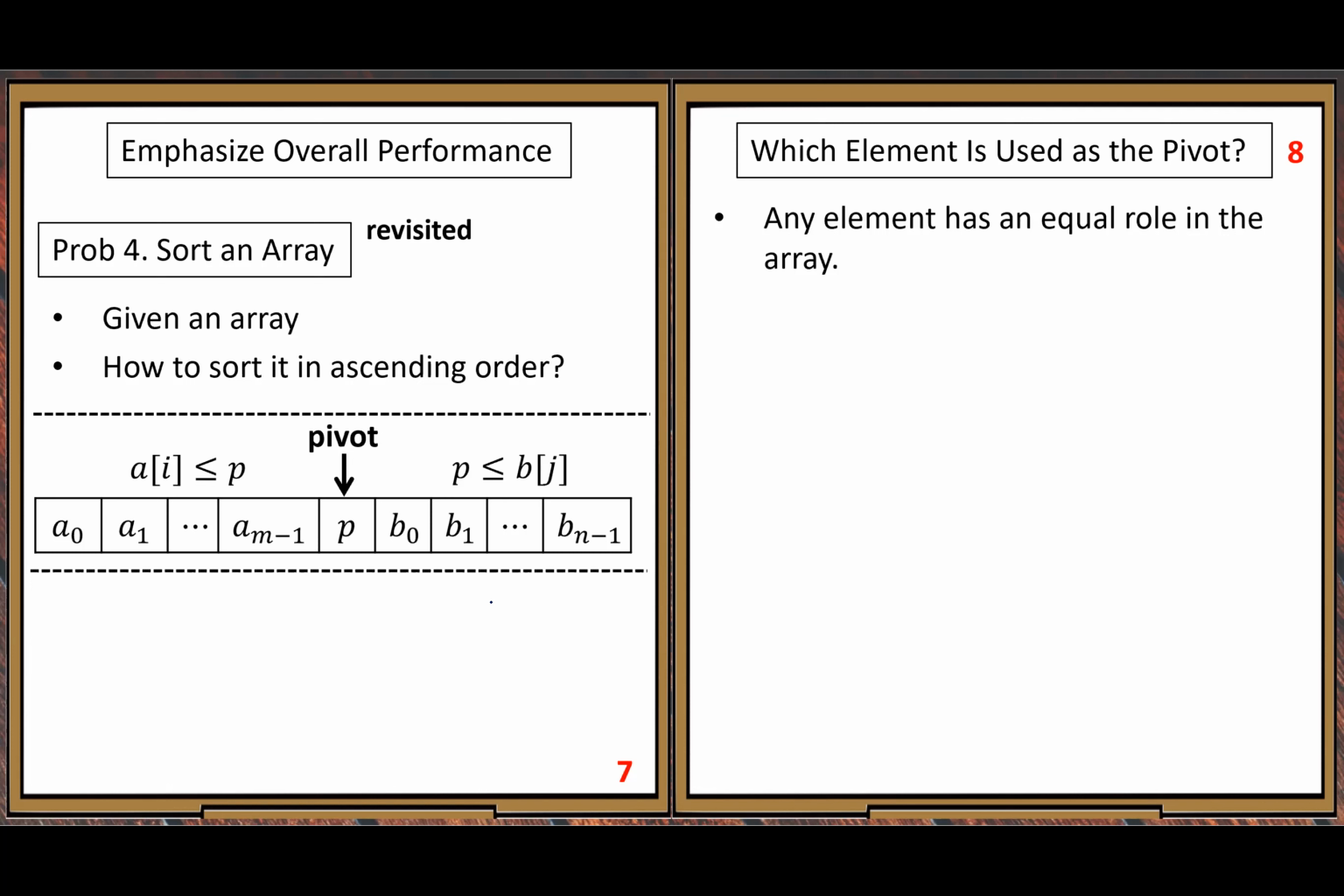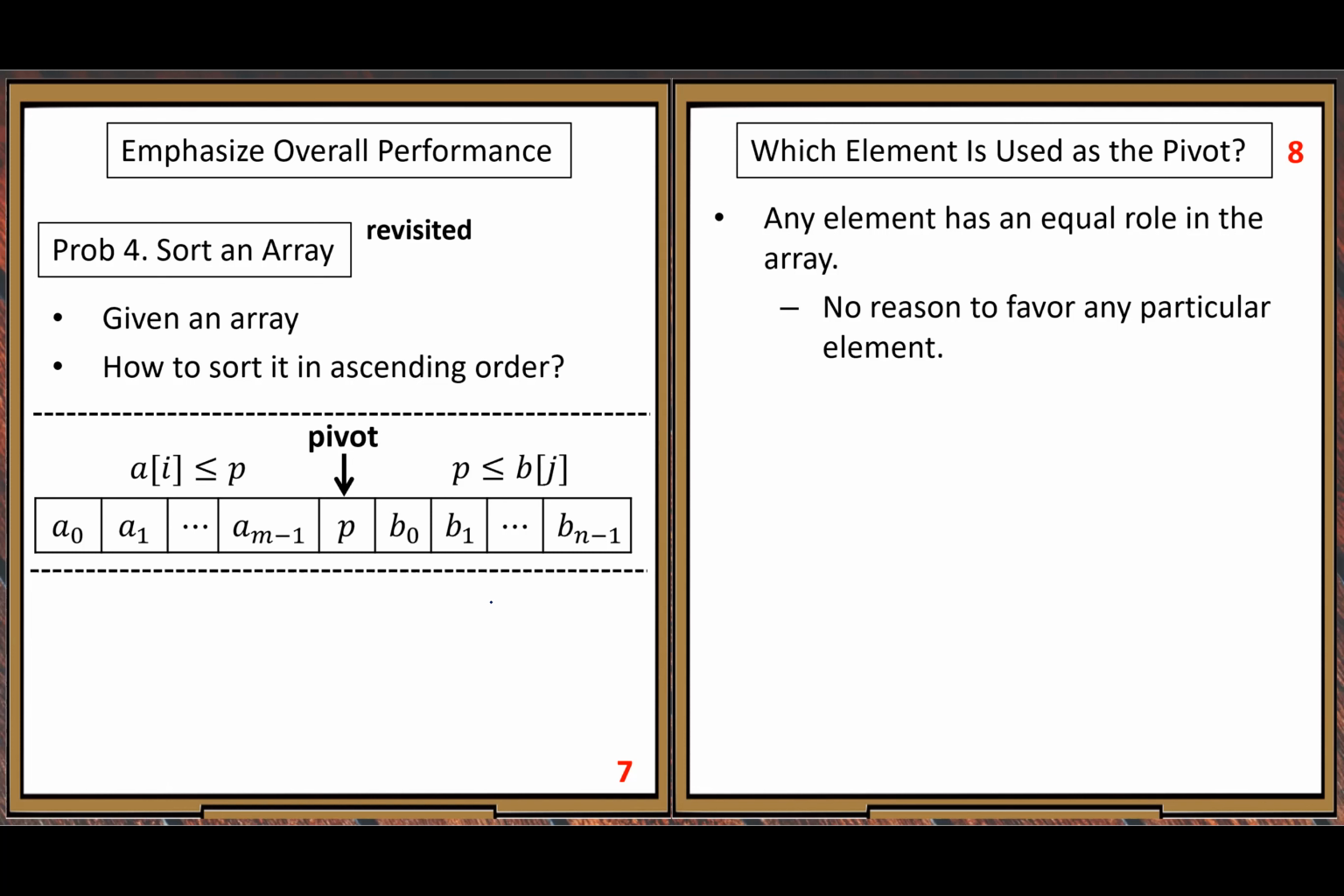Each of the n elements has the equal chance to be the pivot. Think about this statement. Equal chance. Okay, that's fair. Without any information, that's fair. There's no reason to favor any particular element, right?